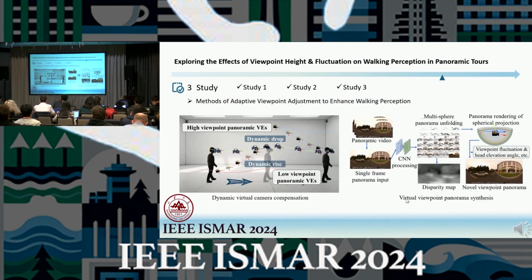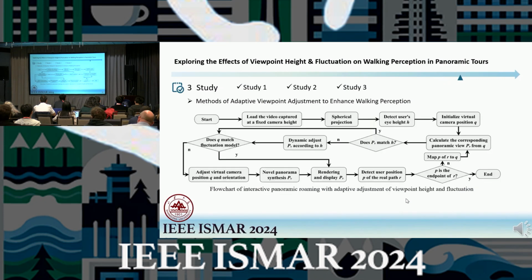Inspired by view synthesis technique, we also solve this problem by synthesizing virtual viewpoint panoramas in the vertical direction. We utilize a convolutional neural network to process the panorama captured in the panoramic video frame into a translucent multi-sphere image of various depths. In the process of synthesizing panoramas from virtual viewpoints, we limited them to the vertical direction and rendered panoramas at different viewpoint heights through overblended textured sphere projections. The interactive panoramic roaming process with adaptive adjustment of viewpoint height and fluctuation is shown in the figure.